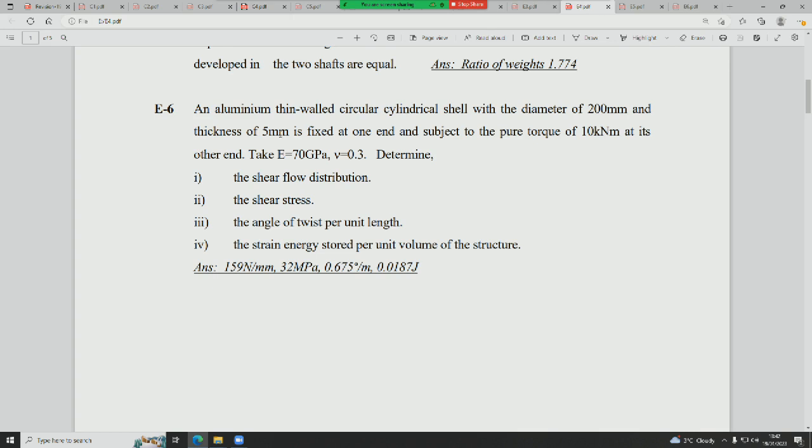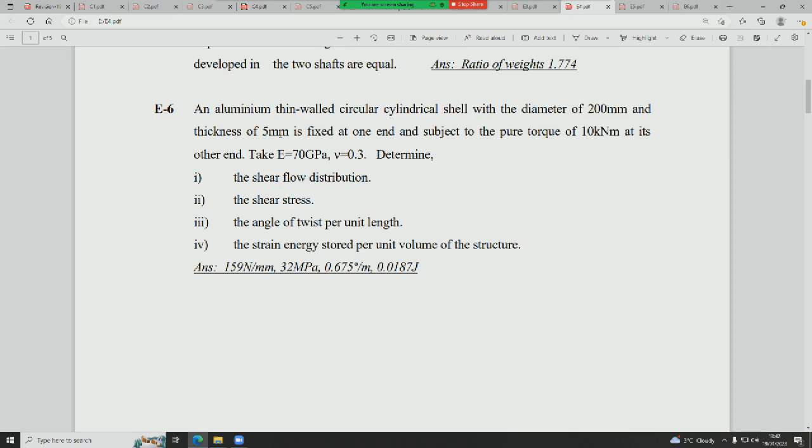Would it be wrong to use the outer and inner diameter solution rather than the approximate solution? It's not wrong, of course not. Whatever you prefer, just go for it. I'm just trying to help you save time. We can use both of them interchangeably, throughout the whole exam. Whatever you are comfortable with.